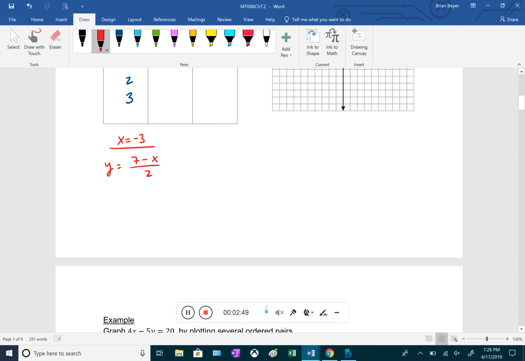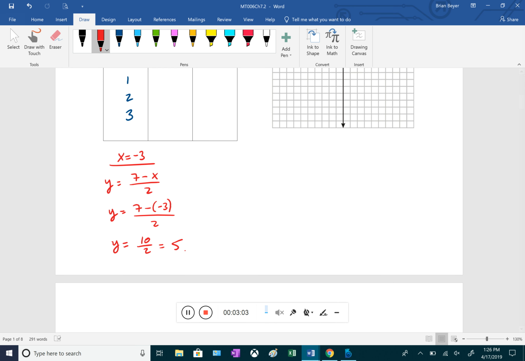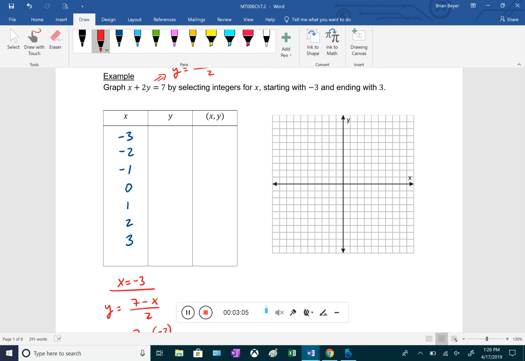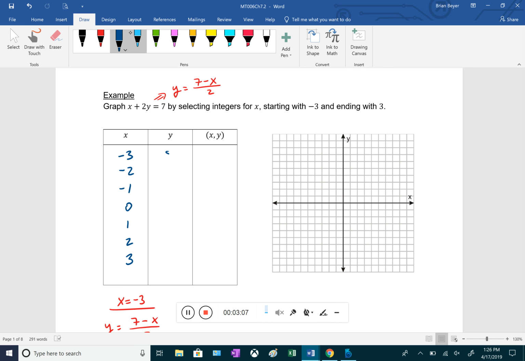Okay, so we have x equals -3, so plugging in a -3, that's 7 minus -3 over 2. That's going to be 10 over 2, which is 5. So that gives us a y-coordinate of 5, and the ordered pair -3, 5. So we can plot that. We go 3 to the left and up 5. That'll be right here.